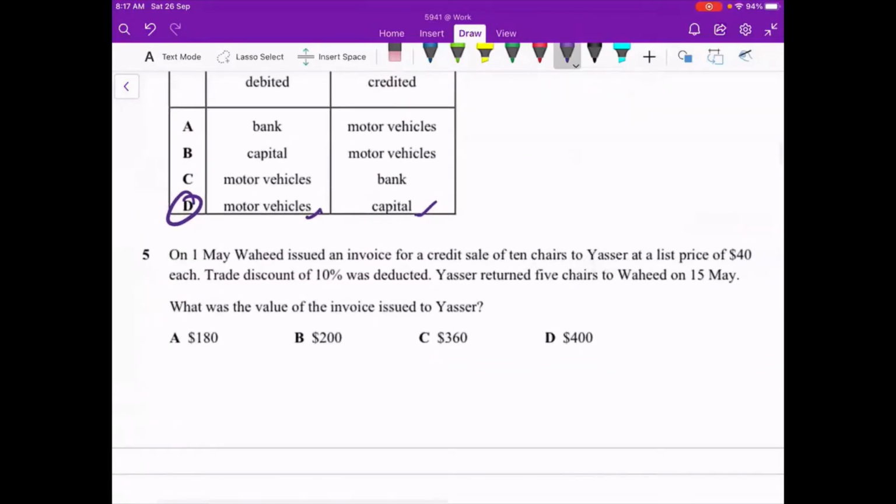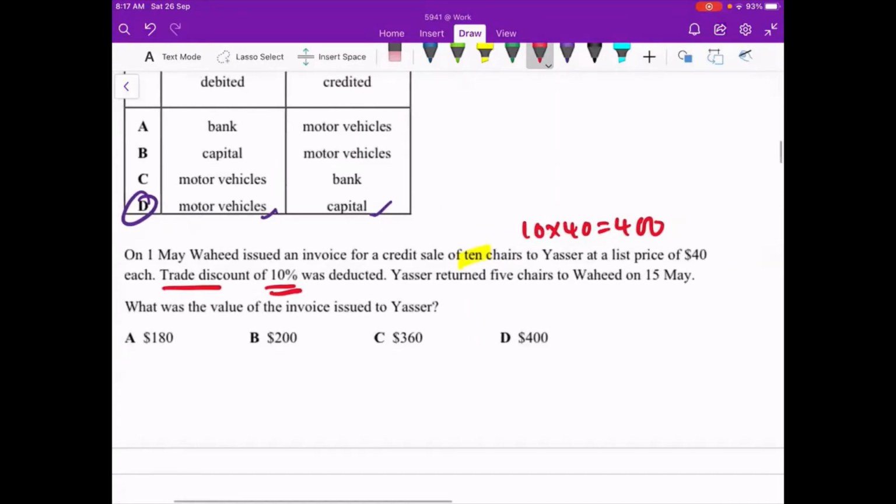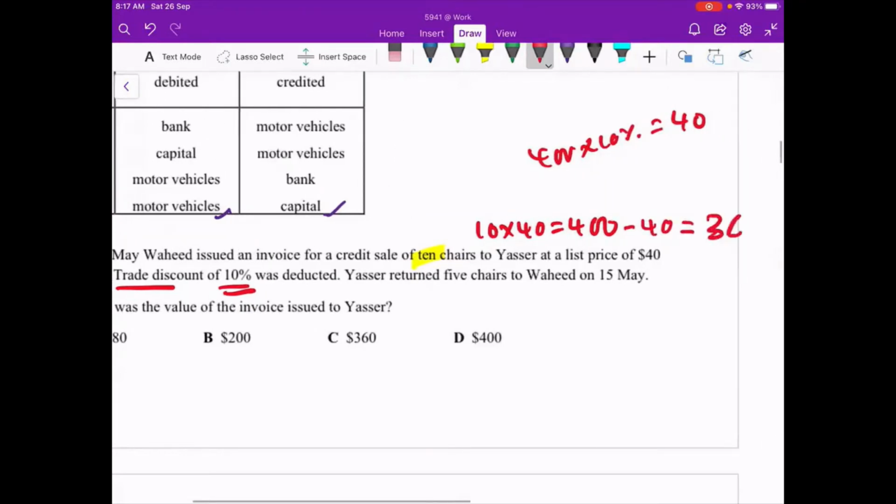Okay, now we see question number 5. On the 1st May, Wahid issued an invoice for credit sales of 10 chairs to Yasir. The list price is 40 each. So 10 times 40, I get 400. That's the value of the chairs. There is a 10% discount, a trade discount. Trade discount, we straight away minus. 400 times 10% is 40. So now the purchase price of the chairs is 360.